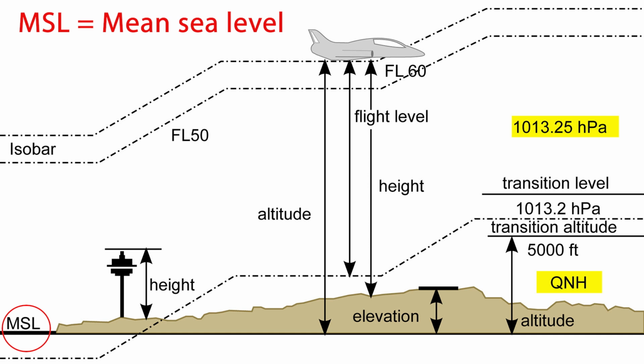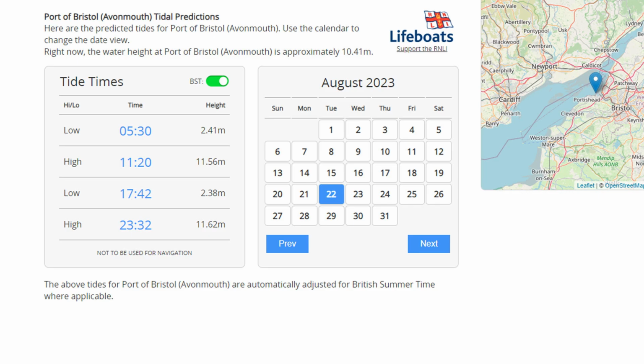In this illustration, MSL. In the location this was filmed, there are quite big tide changes, and these are the tides for the day he was there, according to himself. Low tide was roughly 2.5 meters over MSL, and high tide was 11.5 meters over MSL.